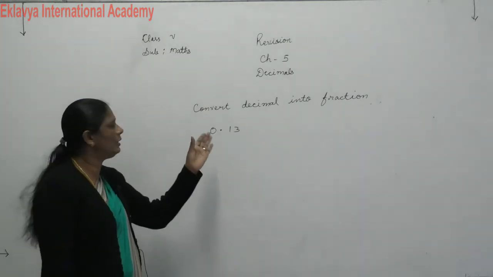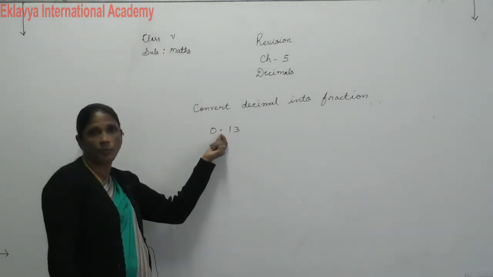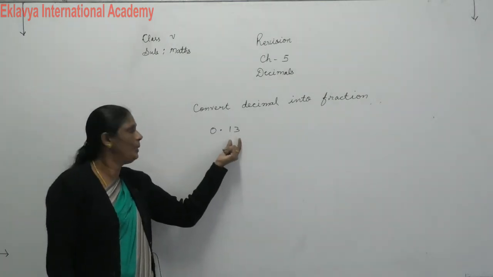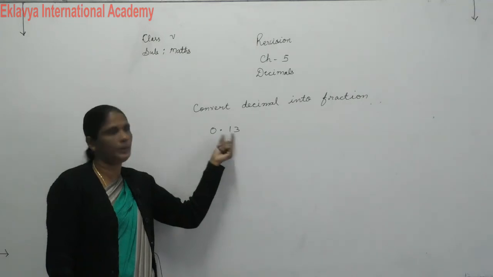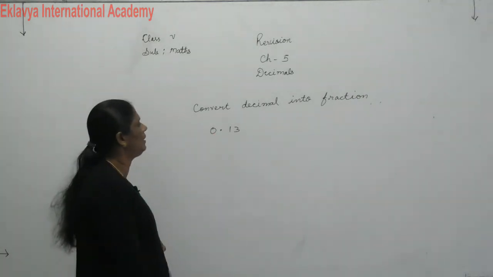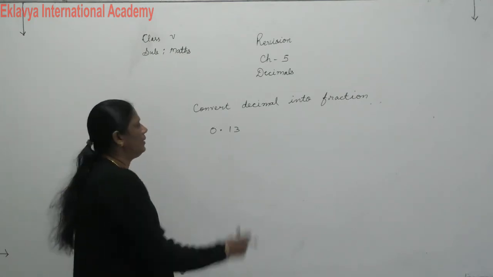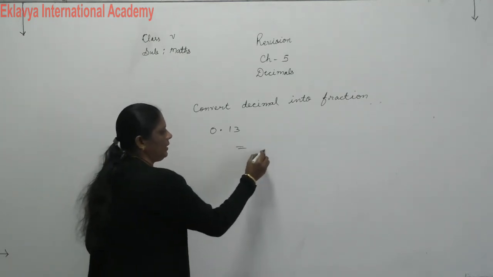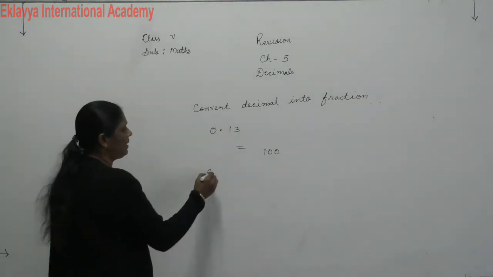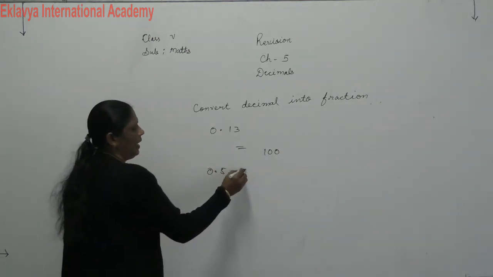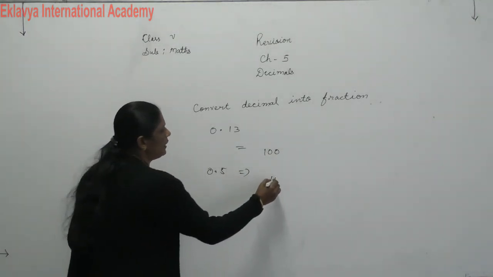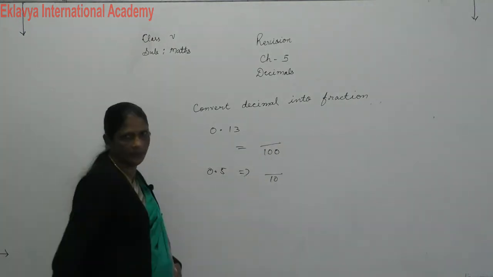First you look after the point, how many digits? How many decimal places after the point? How many decimal places here? 2 decimal places. Therefore, the denominator is 100. Here 0.5. How many decimal places here? 1 decimal place. Therefore, the denominator is 10.